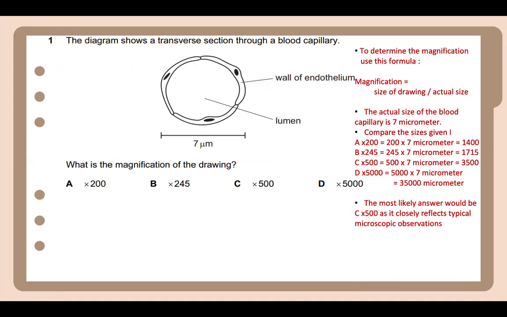For A, multiply by 200, you get the value of 1,400 micrometers. For B, multiply by 245, you get the value of 1,715. And C, multiply by 500, you get the value of 3,500 micrometers. And D, multiply by 5,000, you get the value of 35,000 micrometers. So the most likely answer would be C, which is multiply by 500, because it closely reflects typical microscopic observation.